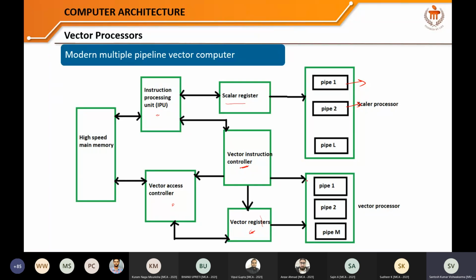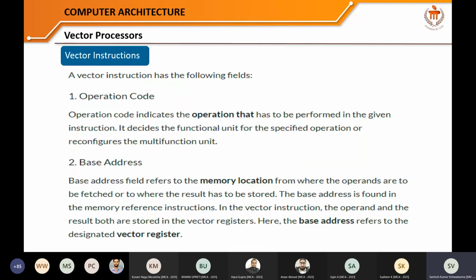Okay. So after this, I am supposed to start the vector instructions. But before I start the vector instructions, I will check if there is any doubt or any query that we can discuss over here.